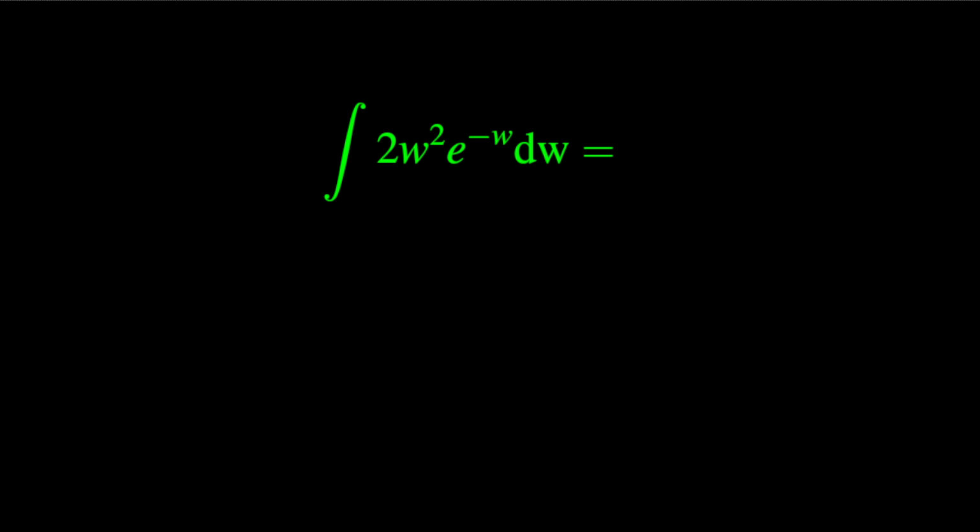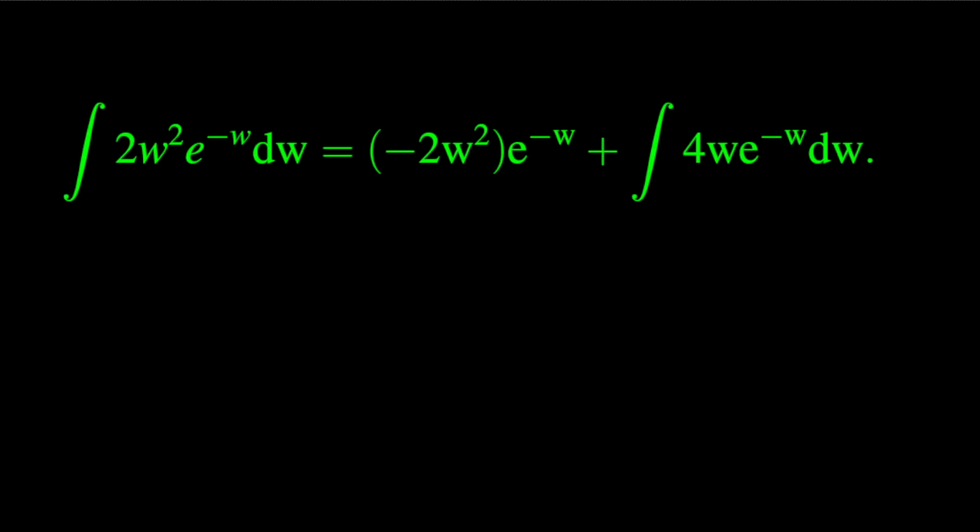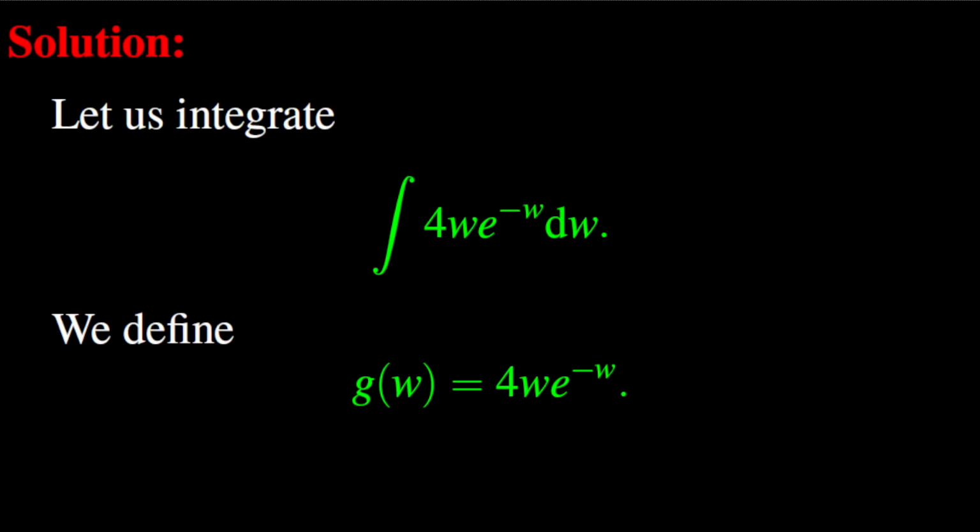Lastly, the integral of 2w squared times exponential of minus w dw is equal to minus 2w squared times exponential of minus w, plus the integral of 4w times exponential of minus w dw. Consequently, we still have to integrate 4w times exponential of minus w, using integration by parts. Let us integrate the function 4w times exponential of minus w.